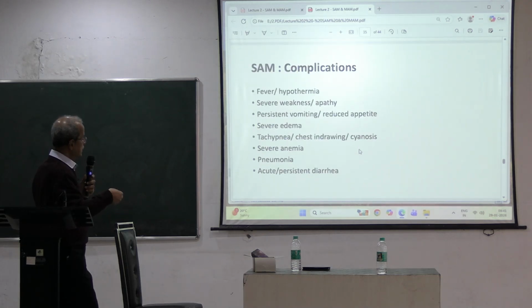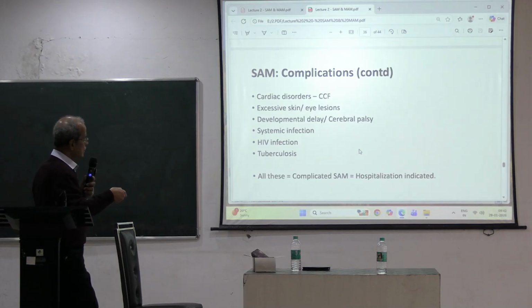Complications like fever, like hypothermia. Hypothermia, why does it happen? Because the energy production is less and the fat insulation is less, so the child is often hypothermic. There can be severe weakness and apathy, persistent vomiting because of the intestinal infections, reduced appetite, severe edema, tachypnea, chest withdrawing and cyanosis because of lung infections, severe anemia, pneumonia often associated, and acute and persistent diarrhea. These are the complications of severe acute malnutrition.